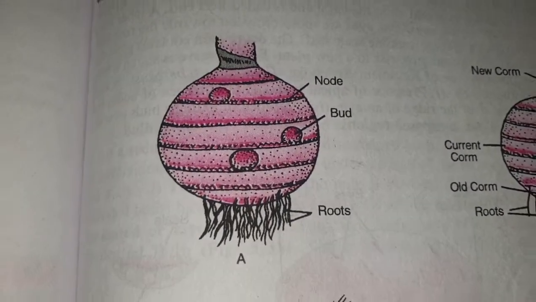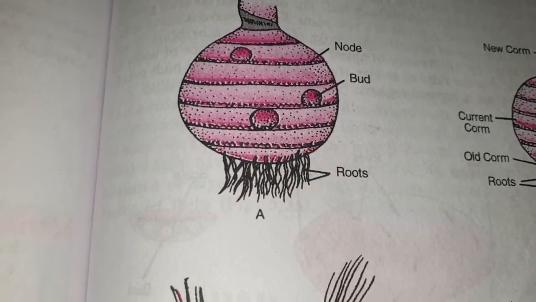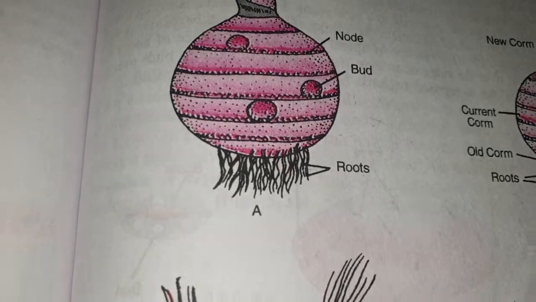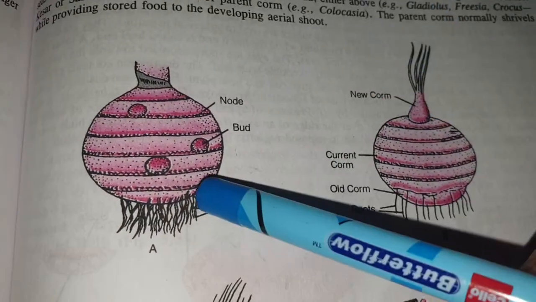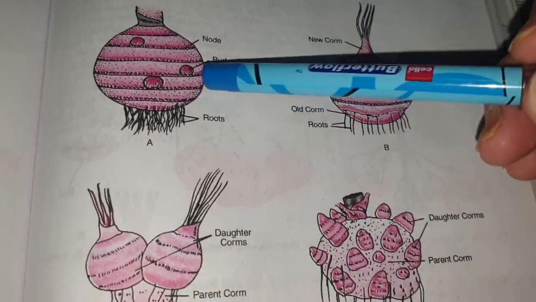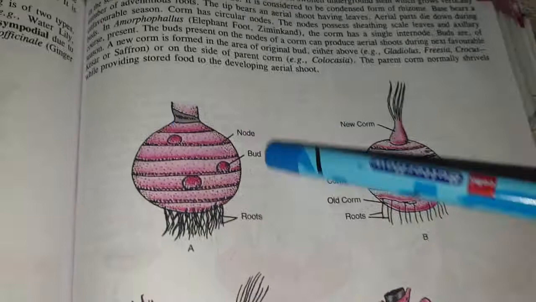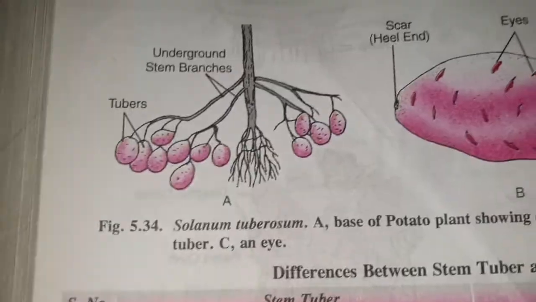These are also some fleshy structures, okay, modifications which have circular nodes and they bear some buds. As you can see in the diagram, these buds develop into aerial shoots. Okay, they may develop new outgrowths. So this is the structure of a corm. An example we observe in case of colocasia.